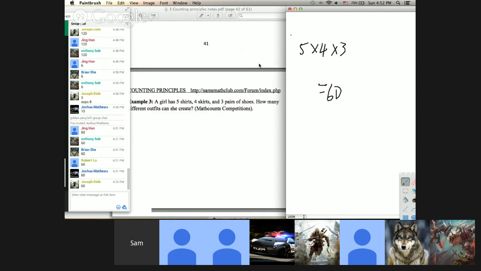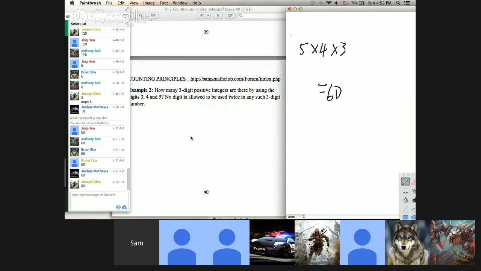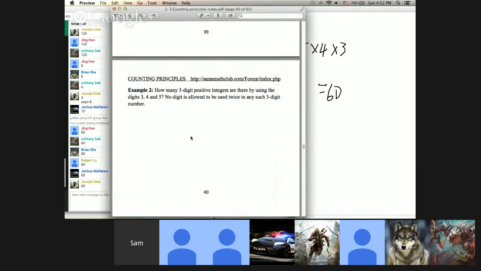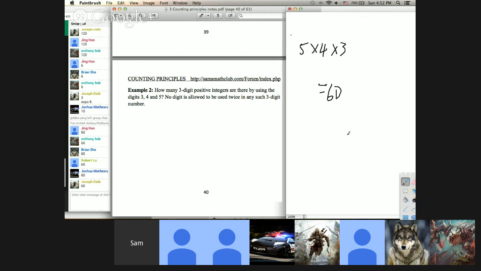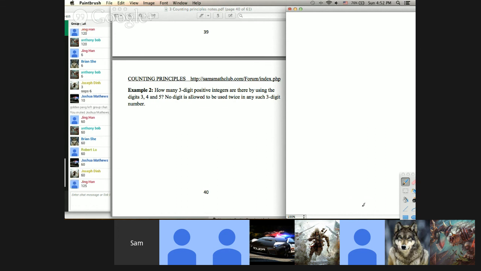Okay, let's go back to this problem right here. What if I ask the question, how many 3-digit positive integers are there using the digits 3, 4, 5, and 6? We're just going to ignore this last sentence. Instead of saying no digits can be used twice, you can use the digits twice or 3 times, or any number of times you want. So how many 3-digit positive integers are there such that you can use the digits more than once?